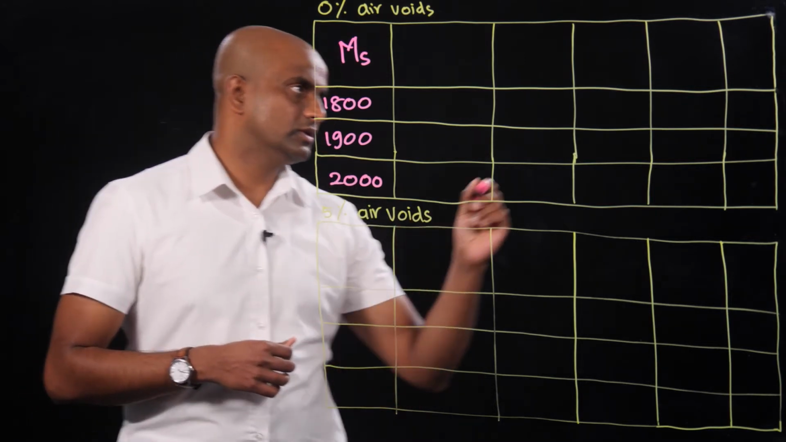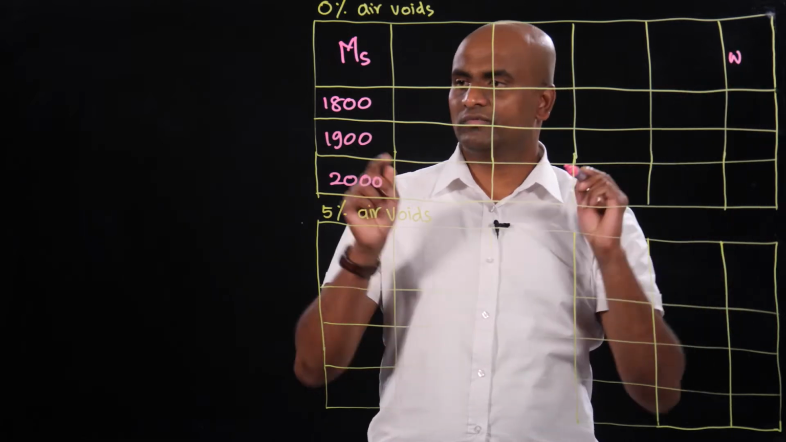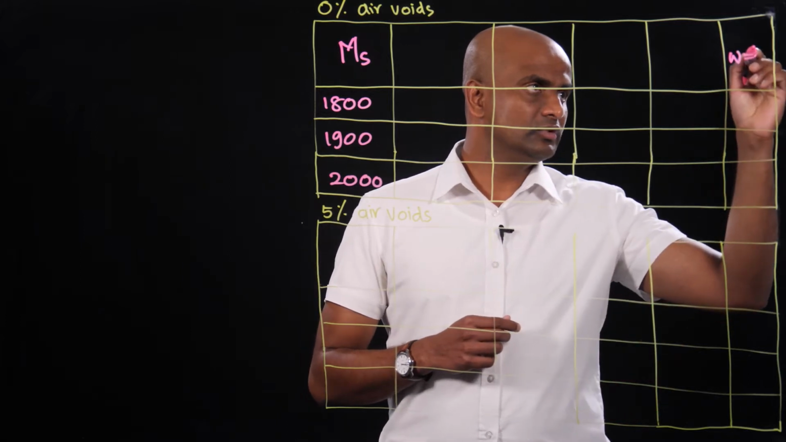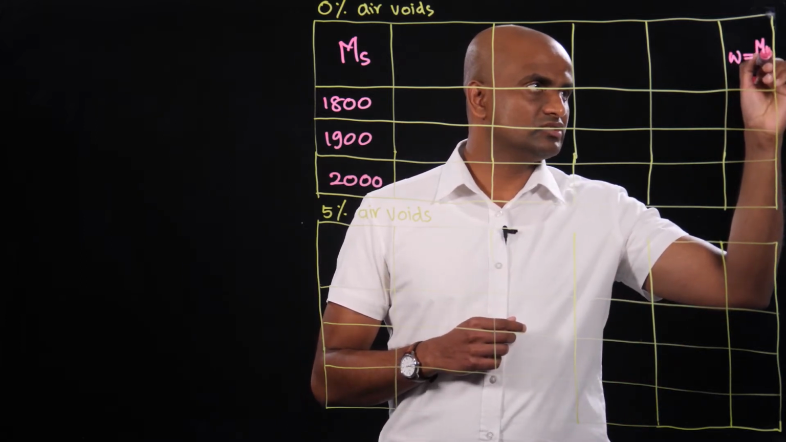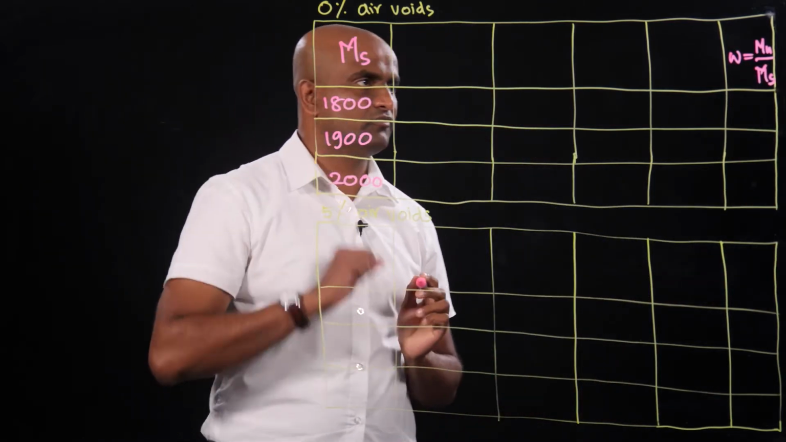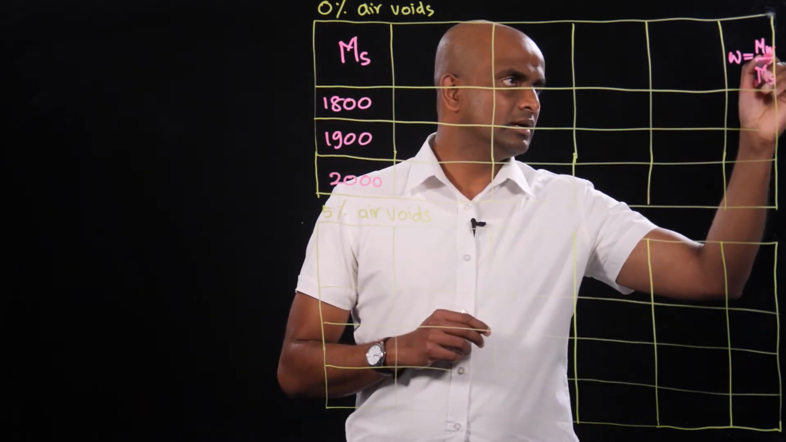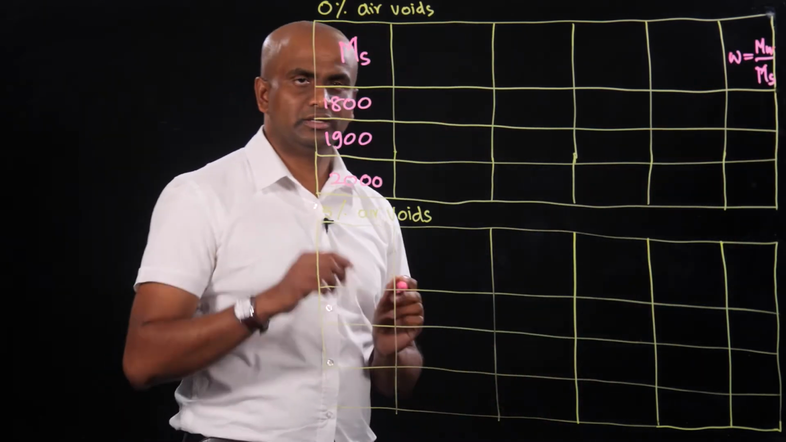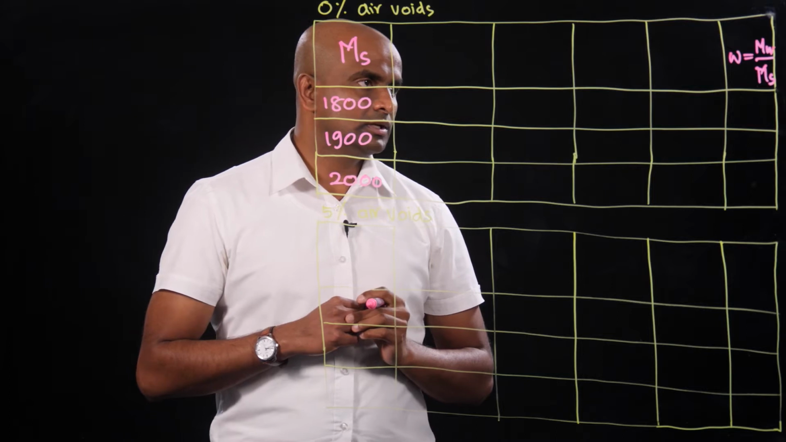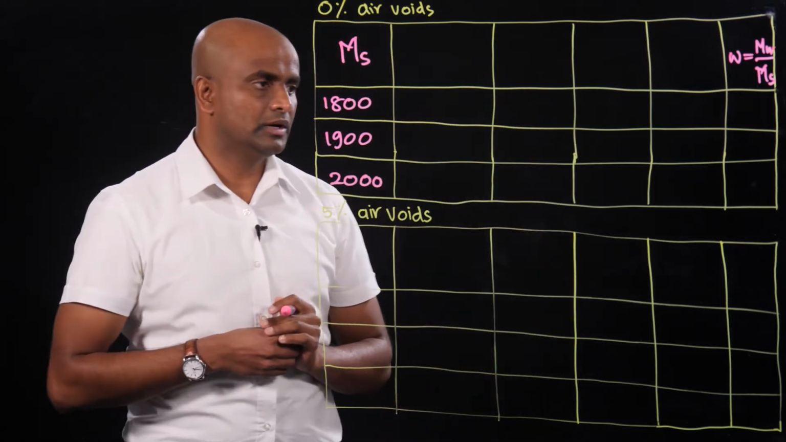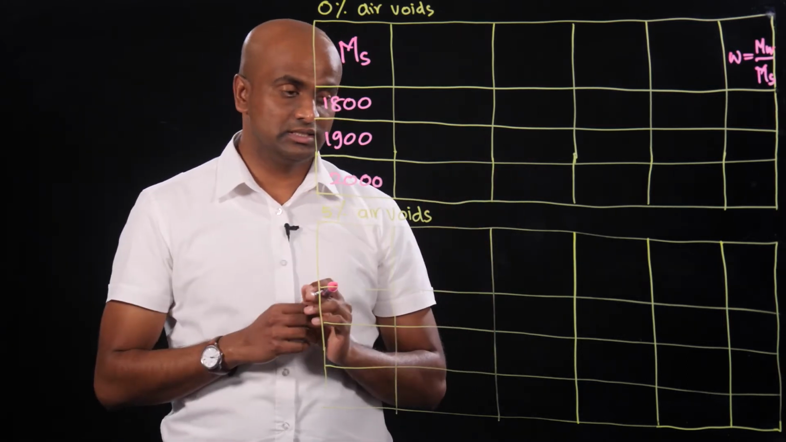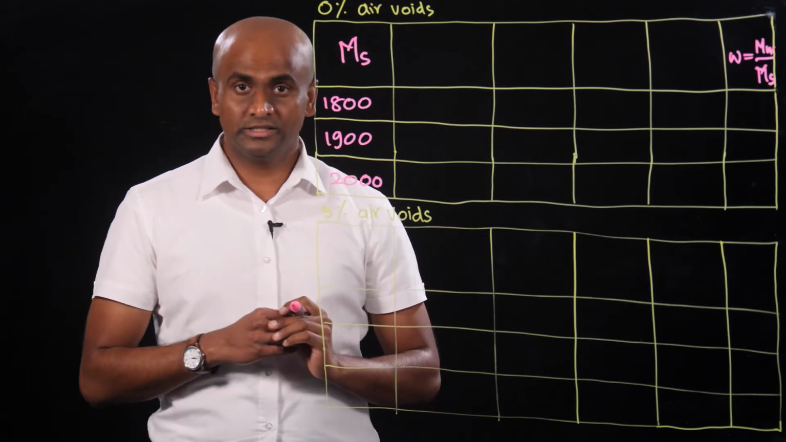Finally, what we need to calculate is the moisture content for the corresponding Ms values or the dry density. We know that the moisture content or the water content is defined as mass of water divided by mass of solid. The mass of solid is straightforward, so somehow we need to calculate the mass of water when the mass of solid is 1800 and 1900 and so on. Therefore we need to use some phase relationship equations, and usually this kind of calculation is easier when you do it in a table form.